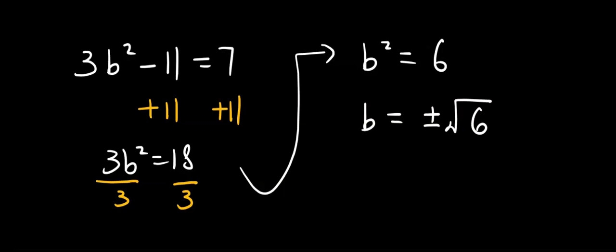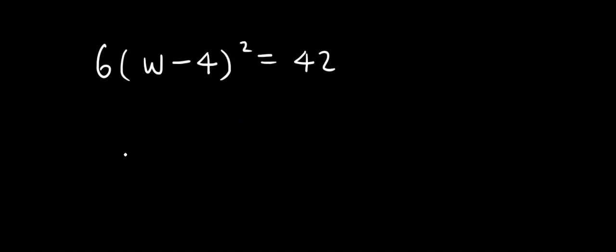Unless the question asks you to give a decimal to a certain number of places after the decimal, you can stop right here. And we have 2 roots. The first root is positive square root 6. Next root is negative square root 6. And we are done. Let us look at our last example today.